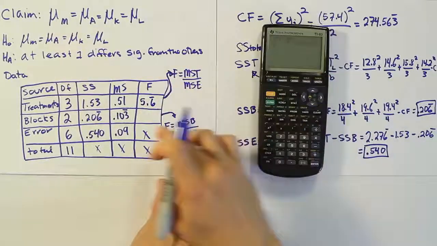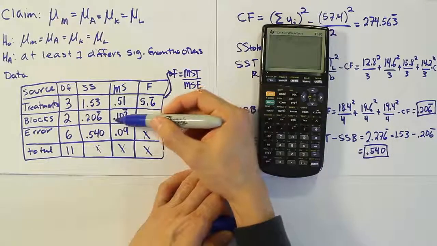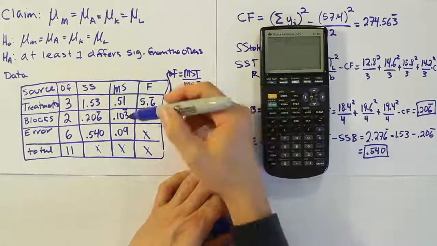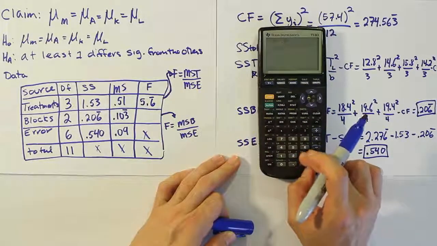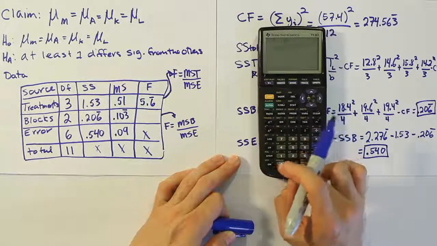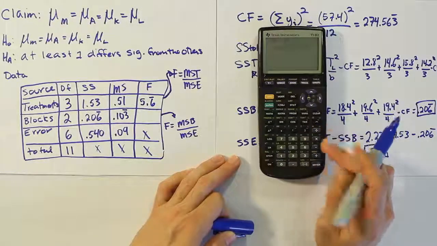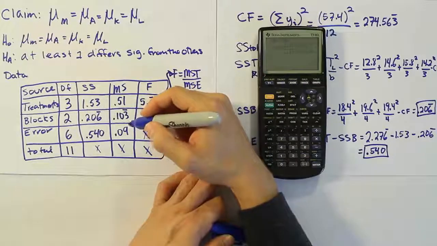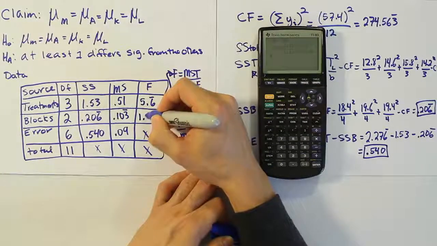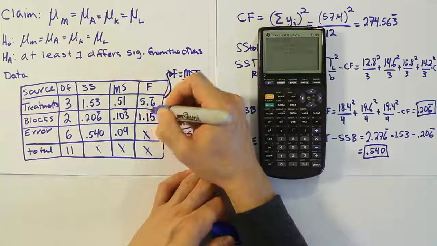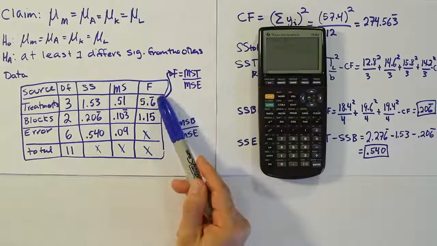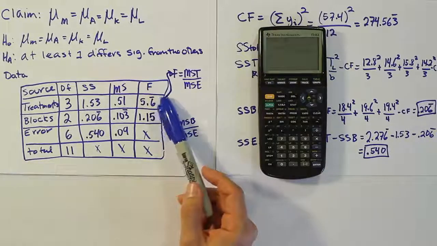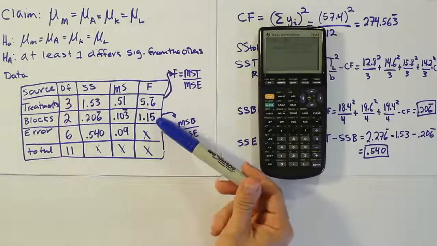And we do the same for blocks, but we do the value 0.103, or MSB, divided by MSE. So we're going to have 0.103 repeating divided by 0.09. And when we do that, we get the answer 1.15. Okay, so those are our two F statistic values. This F statistic value is reasonably big. We might be able to reject the null hypothesis here. And this value is kind of small.